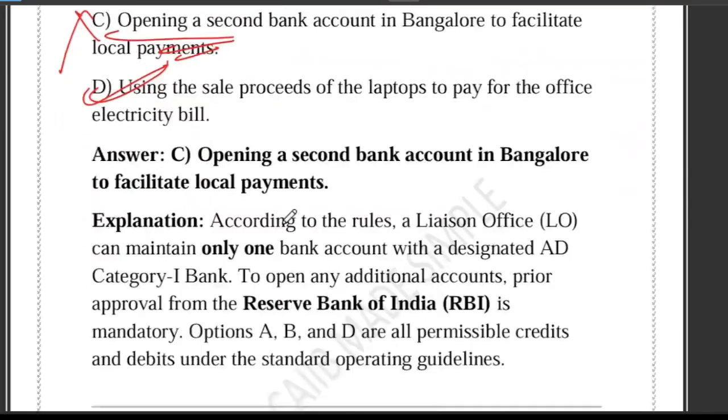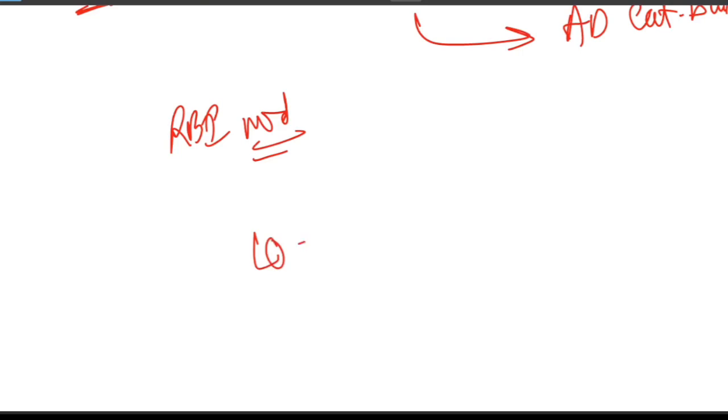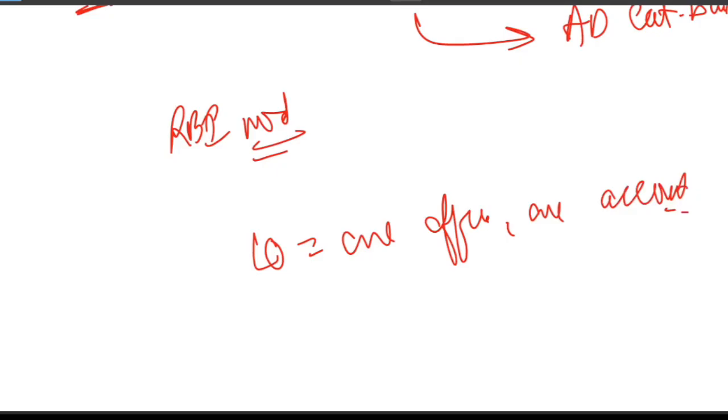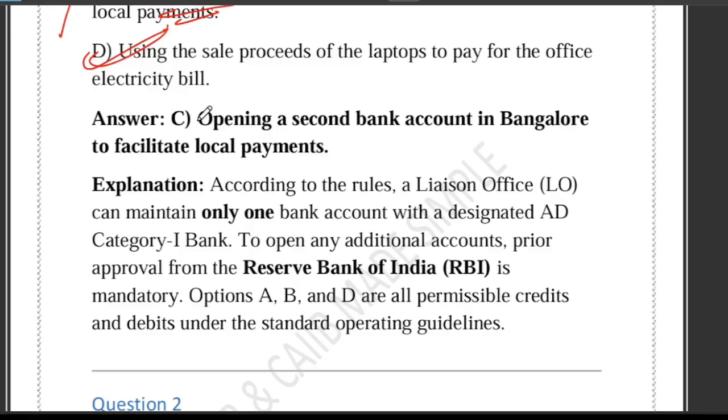So there is a way to remember it. Just now we talked about the liaison office. Liaison office means one office, one account. One office, one account. If you remember just one line, remember this: a liaison office has only one bank account unless RBI says yes, right? So what we learn about the liaison office is that it can receive refunds, like tax and deposit refunds. The second thing we have discussed is that the LO can also pay local expenses, allowed. They cannot open a second bank account without taking RBI approval.